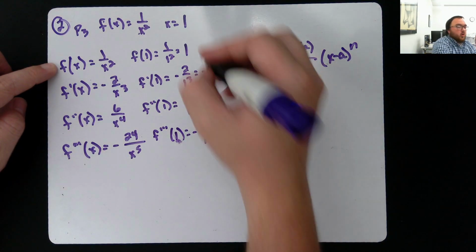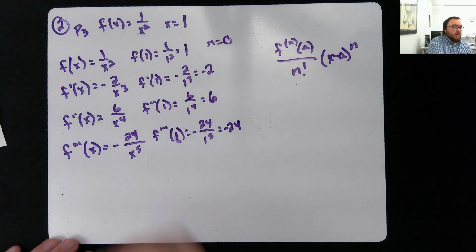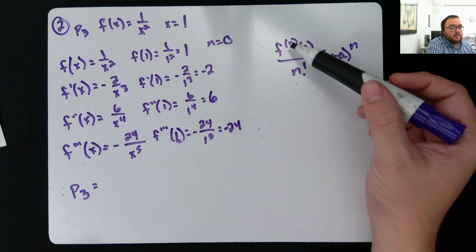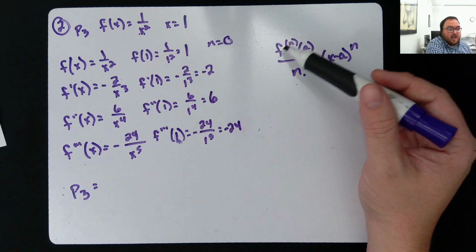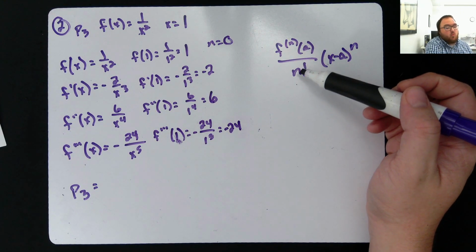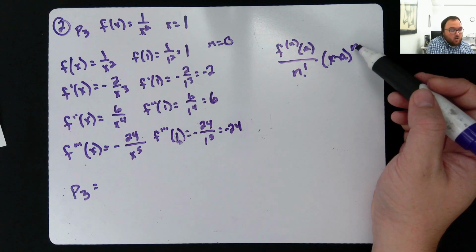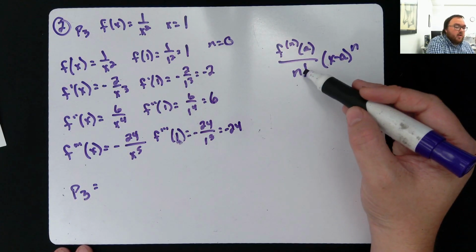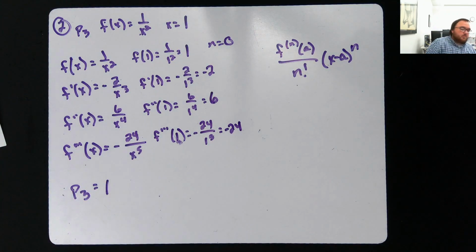So for the first term, where n is equal to 0, that's just f of a, right? Because the 0th derivative, which isn't even a thing, is just f at a. 0 factorial is a 1. Anything raised to the 0 is a 1. So this is all just 1. F at a, we already said, was 1. So for the first term, it's just 1.